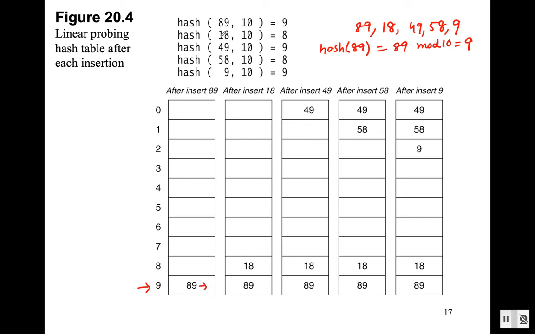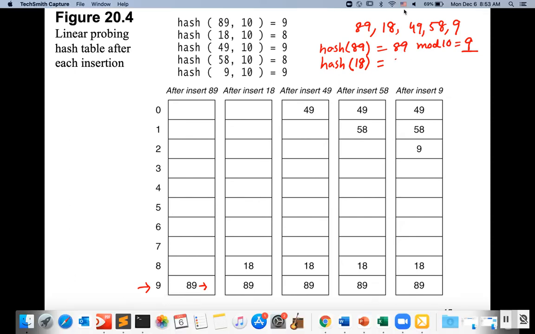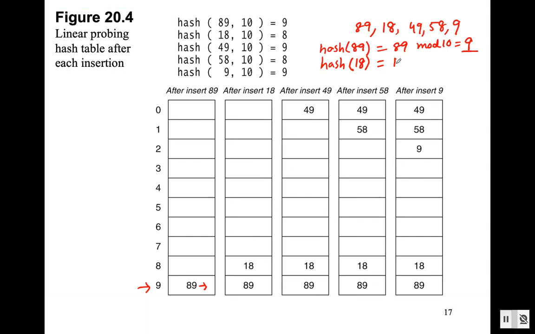All right, so then 18. 18 mod 10 is 8. So cell 8 is also empty, so we are going to add 18 here in cell 8. All right, now what happens for 49?